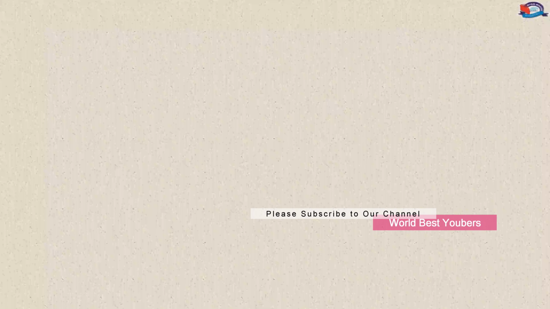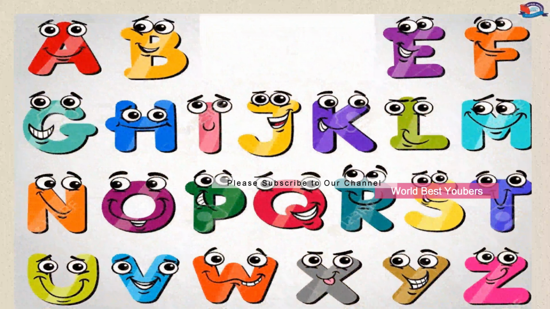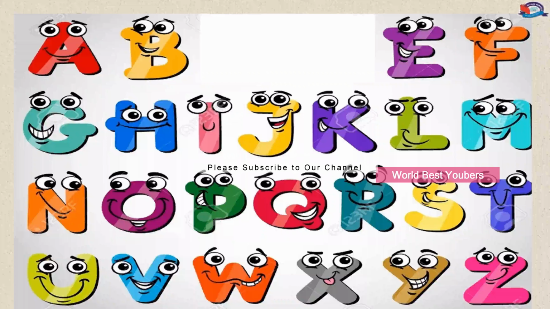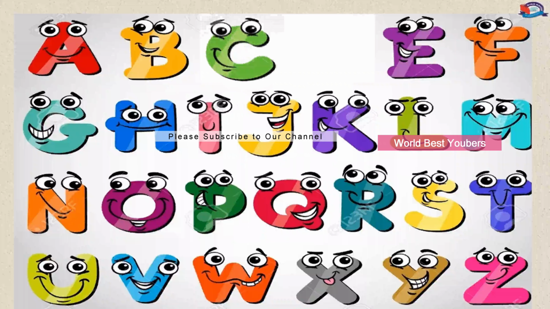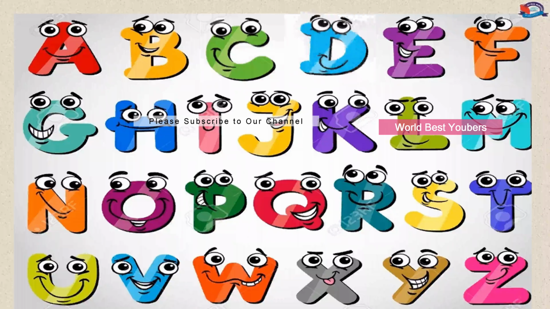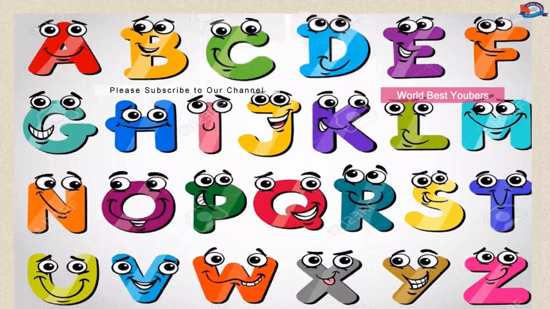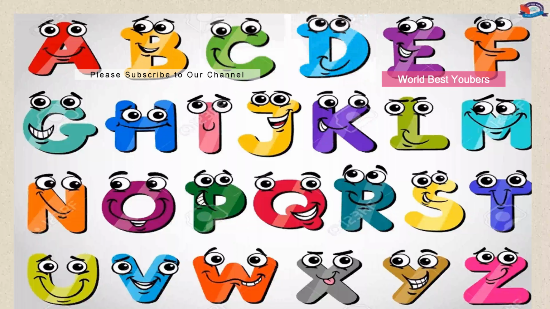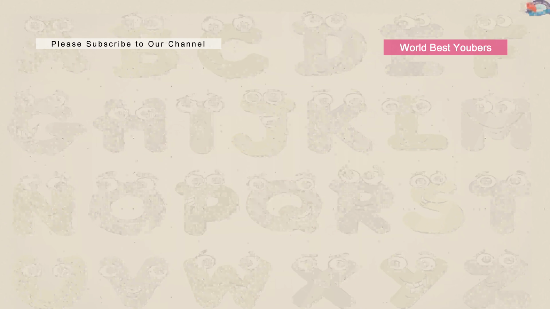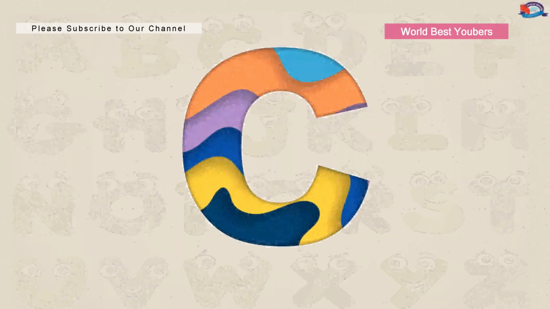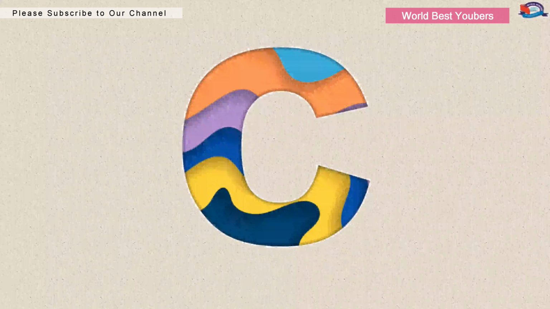Let's see what letters we are going to see. See which letters are missing here. Yes, C and D. These two letters only we are going to see today. Come on. See the letter C. This is the capital letter C.